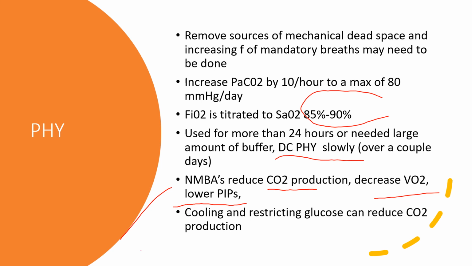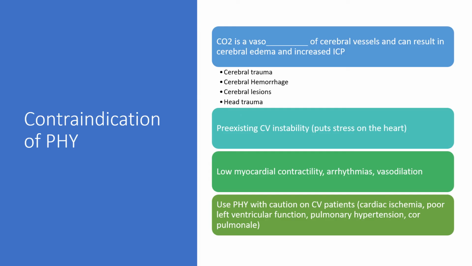Cooling, right? This may require NMBA as well, because when we cool patients, they can shiver, right? And that's where my brain was going earlier. So when we cool people, we may have to use a neuromuscular blockade. That cooling will restrict glucose, and it can reduce CO2 production, which helps control that CO2, so we have better oxygenation as well. If we decrease CO2 production, we might be able to carry more oxygen to the tissues and actually have less lactic acidosis or less issues there.